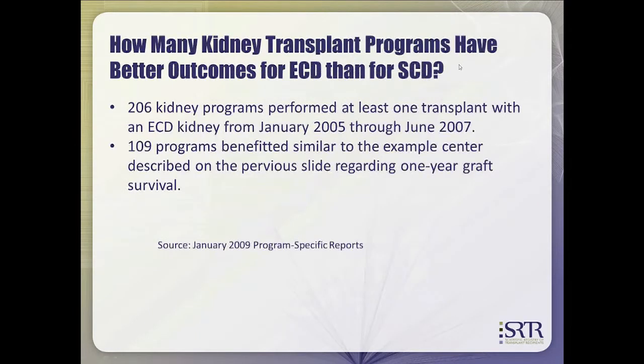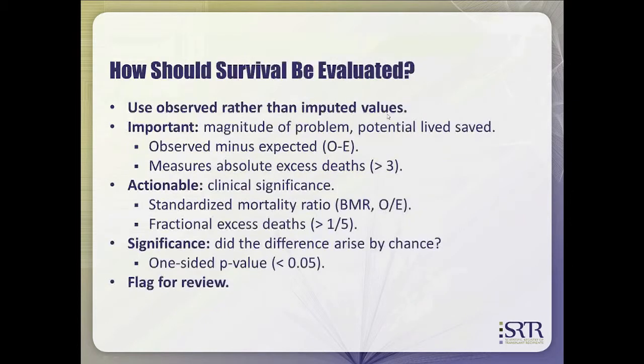How many kidney transplant programs have better outcomes for ECD than SCD? The SRTR did this study. They looked at 206 kidney transplant programs that performed at least one transplant between 2005 and 2007. 109 programs benefited, similar to this example center that we showed on the previous slide, regarding one-year graft survival. What that means is there were 109 programs where if they stopped doing ECDs, their numbers would actually look worse rather than looking better.